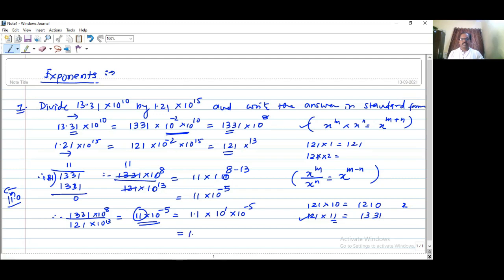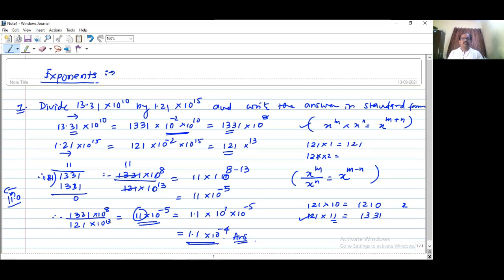And it will be equal to 1.1 into 10 to the power, how much? Again use the law of exponents here. It is in the form of x to the power m into x to the power n, which will be x to the power m plus n. So how much is it? 1 minus 5. How much is 1 minus 5? It will be minus 4. So this is our required answer. I hope it is clear for everyone.